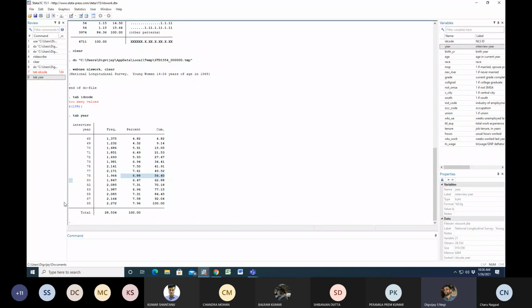Then it goes up. And in 88, we have 2272 women in this data set. So what you see here is that over time, the number of women in this data set varies. So it's not constant. That means some women go out of this data set and some women come into this data set. We don't know. So this is an unbalanced panel, right? Because for all individuals we don't observe all the years. Some years would be missing.